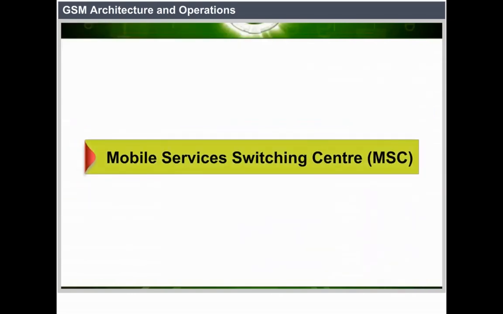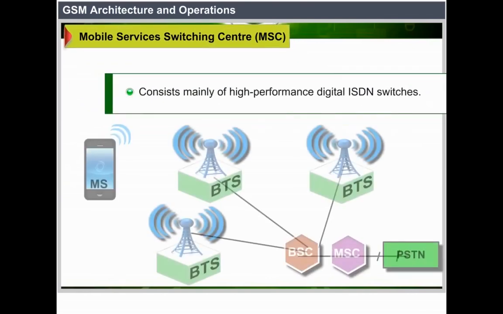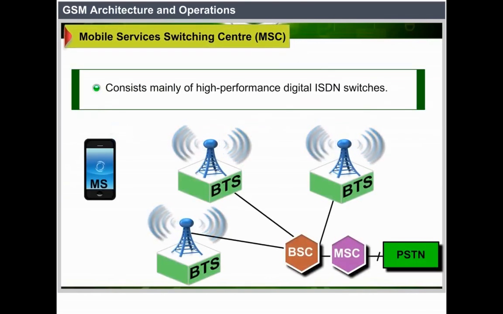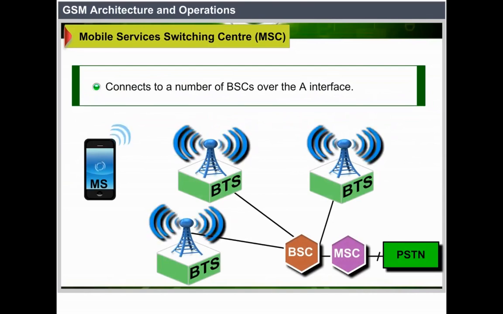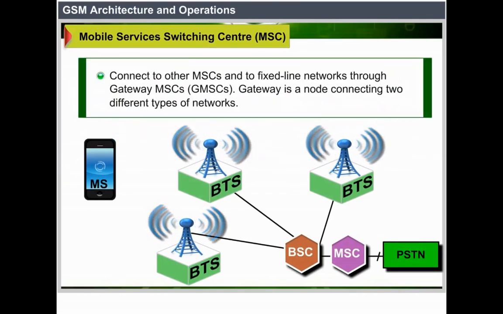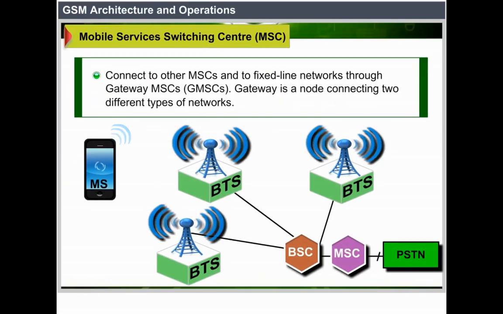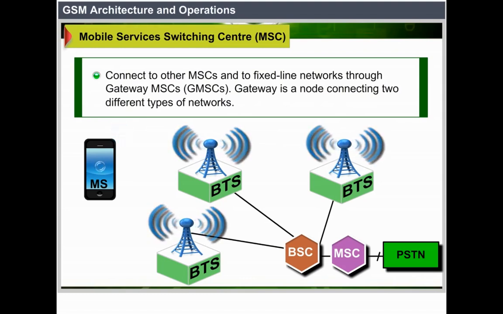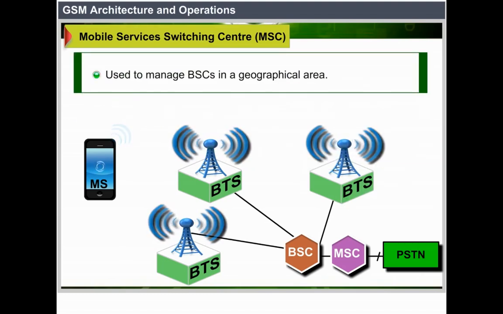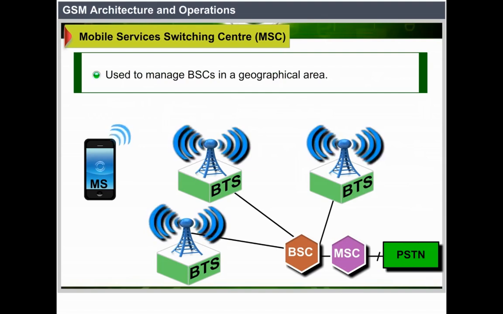Mobile Services Switching Center MSC consists mainly of high-performance digital ISDN switches. It connects to a number of BSCs over the A interface. It connects to other MSCs and to fixed line networks through gateway MSCs, GMSCs. A gateway is a node connecting two different types of networks, used to manage BSCs in a geographical area.